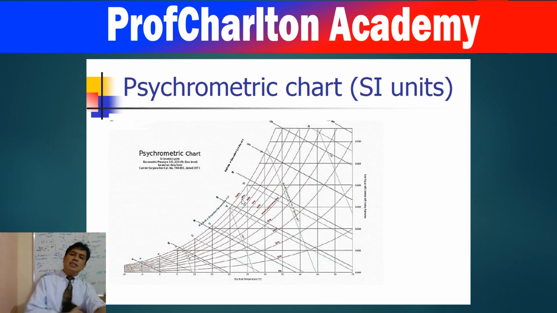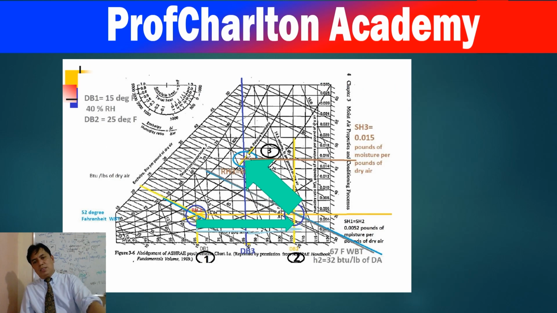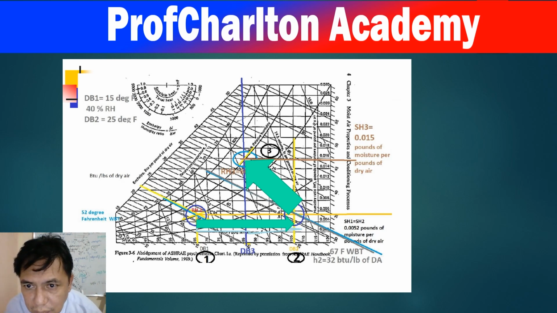Okay. So here is the psychrometric chart based on SI units, and here is the psychrometric chart based on English. To review the psychrometric chart, first it is based on atmospheric pressure, meaning atmospheric condition, meaning 1 atmosphere or 101.325 kilopascal. Now, where is the enthalpy? Enthalpy is somewhere here.